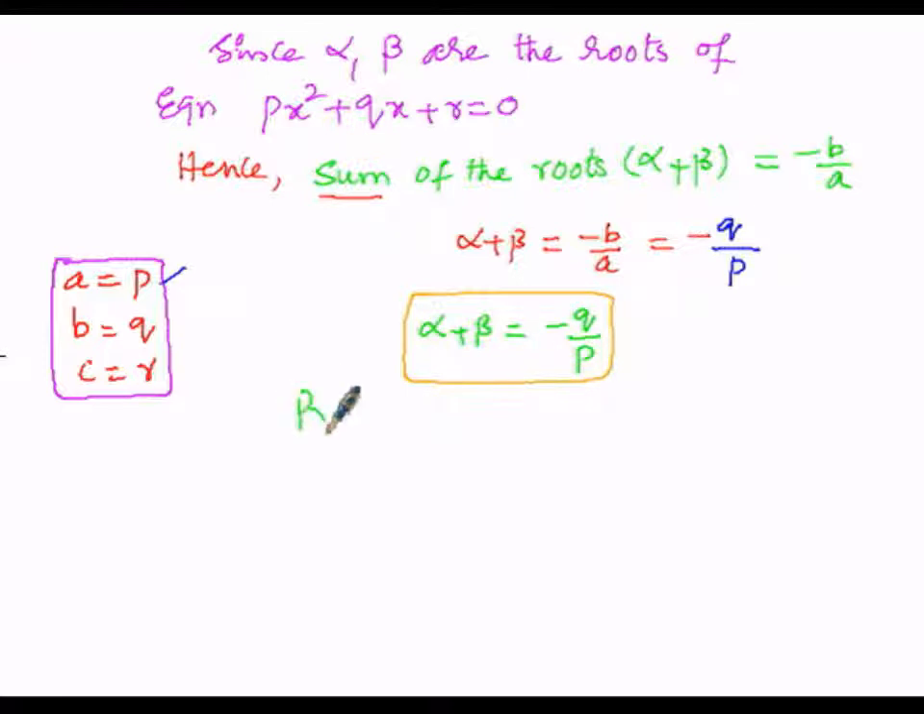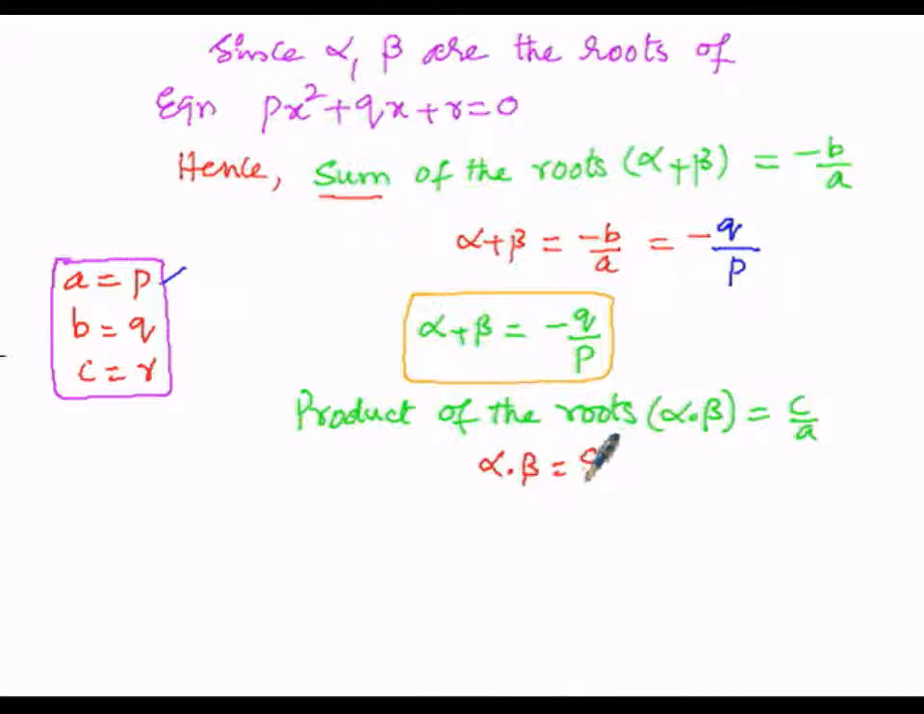Then now let us find out the product of the two roots. The product of the roots, that is alpha into beta, is given by c by a. So alpha into beta equals to c divided by a, which is r divided by p. So in this manner, alpha beta is equals to r by p.